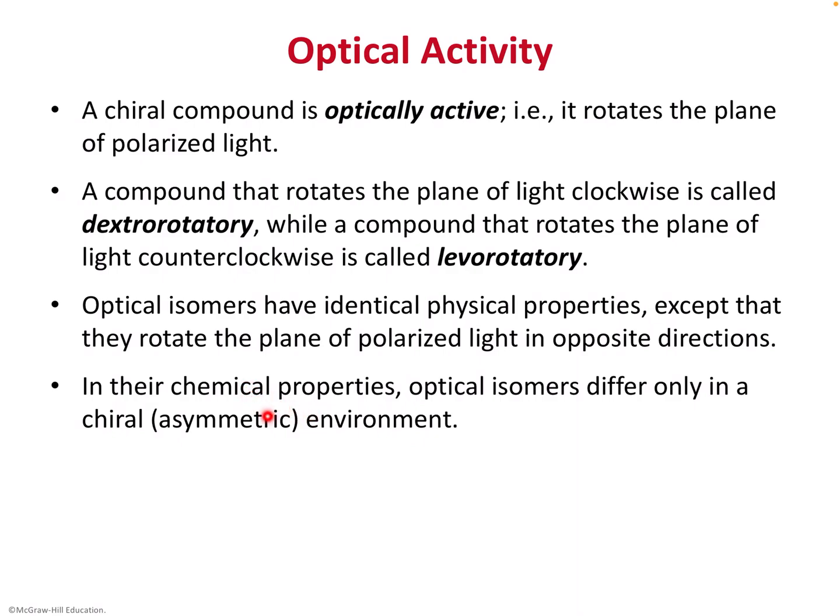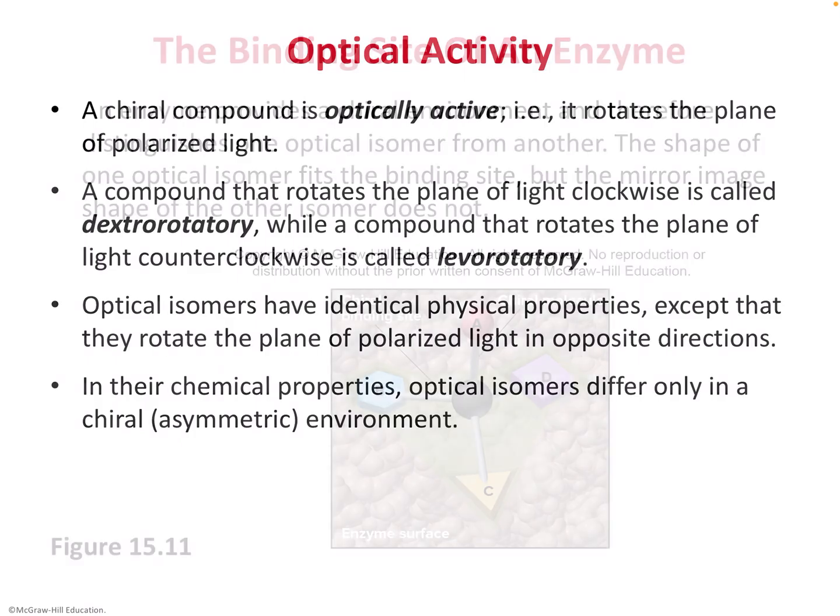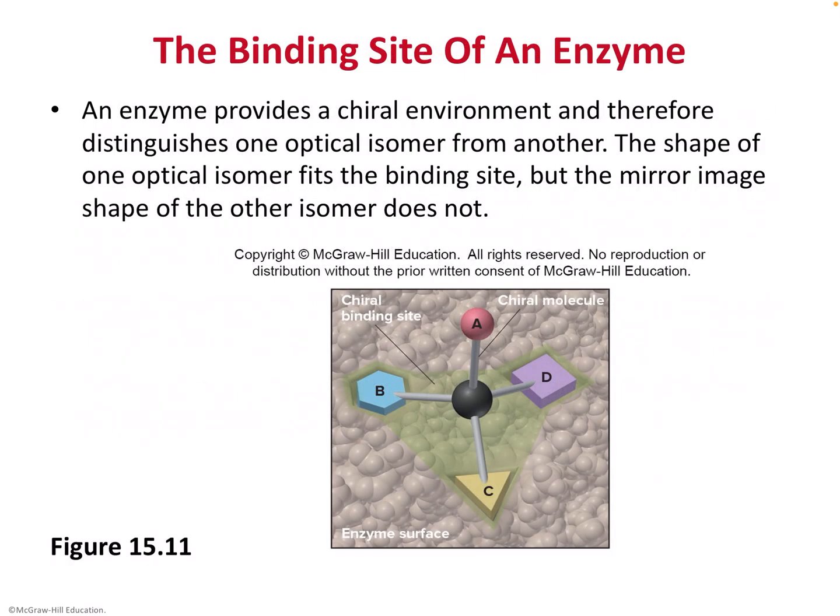But if you put them in another chiral environment, they are going to react differently, similar to the binding site of an enzyme. Enzymes provide a chiral environment and therefore distinguish one optical isomer from another. The shape of one optical isomer fits the binding site, but the mirror image shape of the other isomer does not. So enzymes have very unique binding sites. An enzyme will only bind with the chiral compound that matches its binding site. So if you take 2 isomers, only one would be able to react. Like the lock and key mechanism of enzymes.